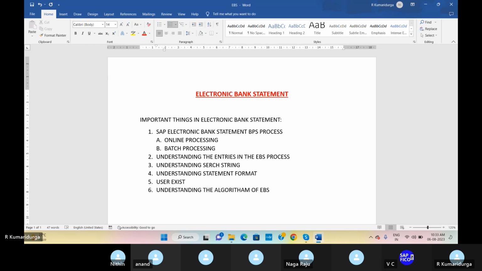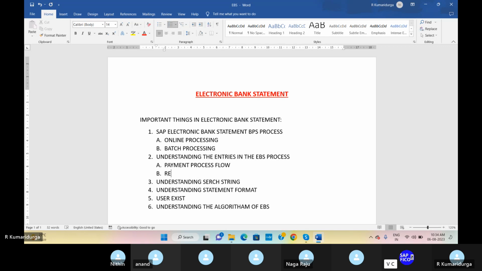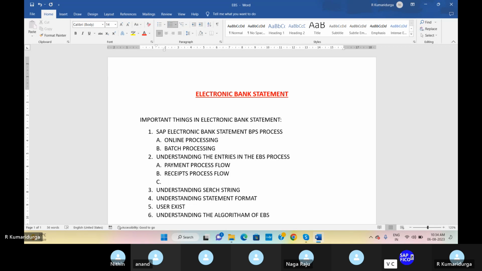Then the next one. Under understanding the entries in the EBS process, put an A point: payment process flow. That is where we pay the amount to particular vendors. Then the second, B point, is receipts process flow, which is receiving payments from the customers. Then the C point is direct debit entries.